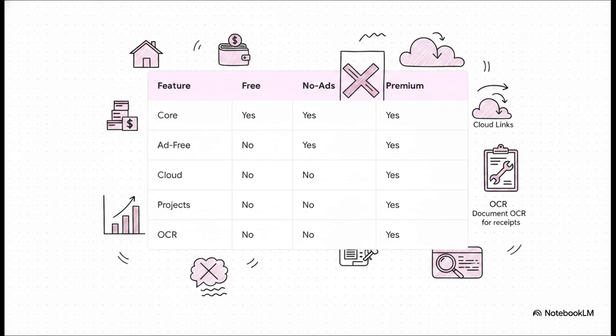So you're probably wondering, how accessible is all of this? Well, the free tier is actually incredibly generous. You get unlimited homes, items, and expenses, plus full statistics and export options. Though, yeah, it does include ads. The no ads tier does exactly what it says on the tin. But the true power really unlocks in the premium tier. That's where you get the cloud links, the project management for those big renovations, and that document OCR for scanning receipts we talked about earlier.